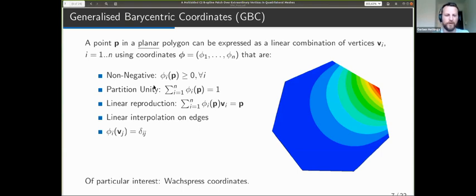They partition unity, so they sum to 1. They have linear reproduction, so they reproduce the point if you multiply the coordinates with their respective vertices. They have linear interpolation on edges, and they evaluate to 1 at the vertices. Of particular interest are Wachspress coordinates, which are arguably the most simple generalized barycentric coordinates, which are well defined for regular planar polygons.